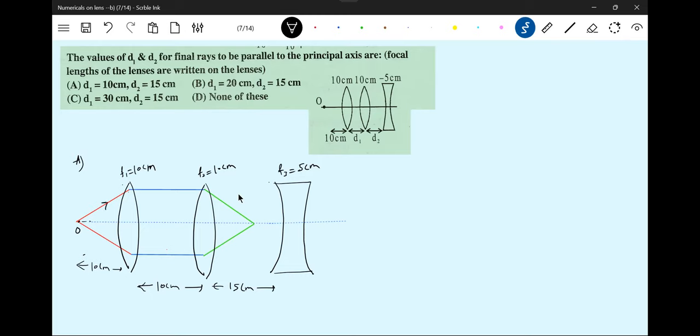First, this is the incident ray, refractive ray. Again, it got refracted. Then, 10 centimeter is this distance. The remaining how much will be 5 centimeters? Let me adjust this.